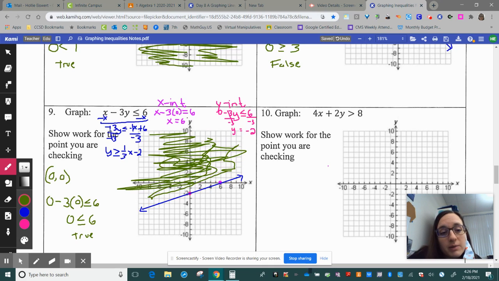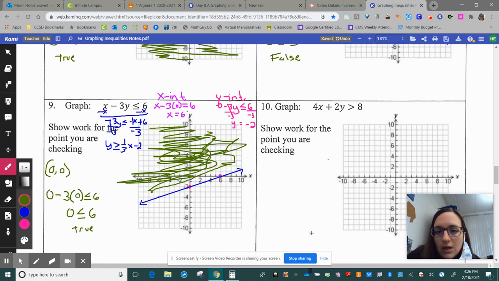Again, if you solve it into slope-intercept form, look at that. Y is greater than or equal to this, so we color the greater than side. Just watch out if you multiply or divide by a negative, it does flip our inequality. That was in yesterday's notes.